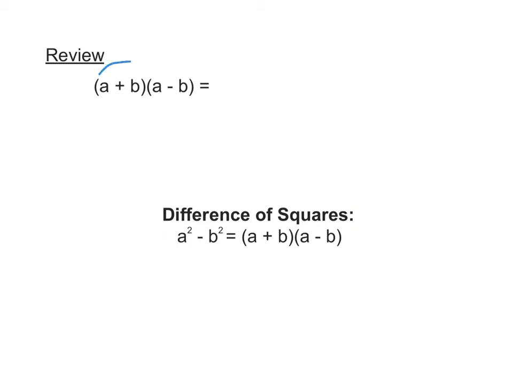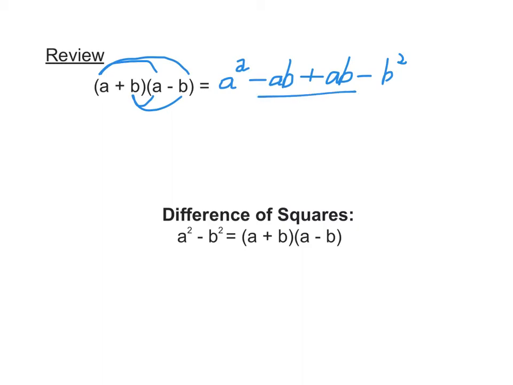In FOIL, we take the first terms, which is a times a, the outsides, which is negative ab, the insides, a times b, and then the last, negative b squared. Now normally this becomes a trinomial. We combine together these middle two terms, which are like terms.